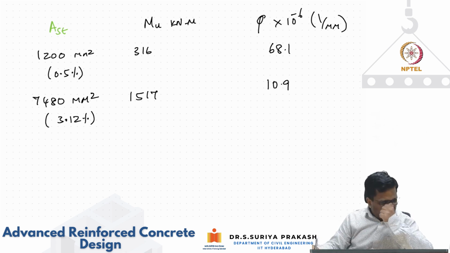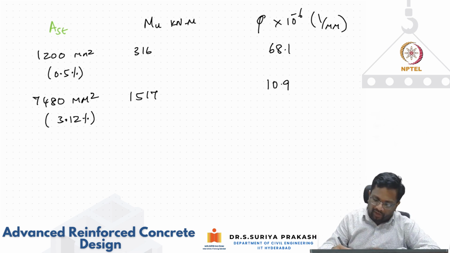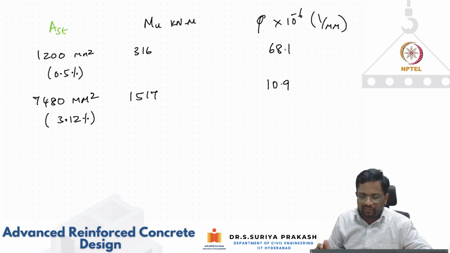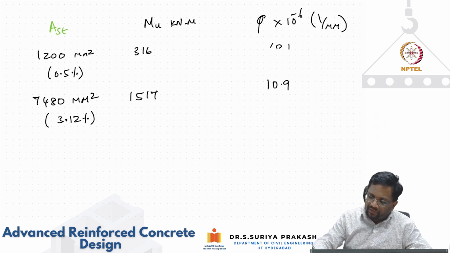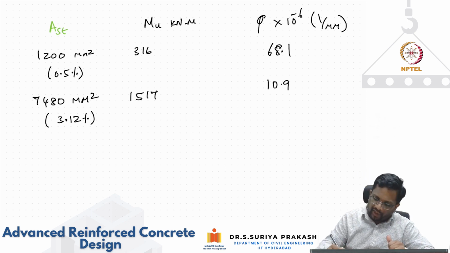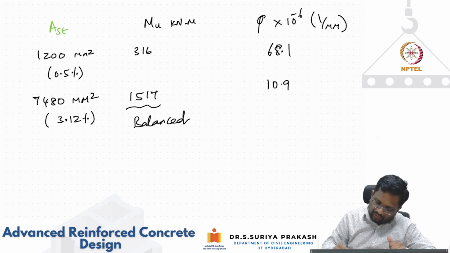So you see here, the steel roughly has increased from 1200 to 7480. So how many times has it increased? 7480 divided by 1200 is roughly 6.2 times. Similarly, curvature has reduced from 68.1 to 10.9. So you see, the more the amount of steel, and this is your balanced condition. Okay, that also you have to keep in mind. This ratio of steel is your balanced ratio.